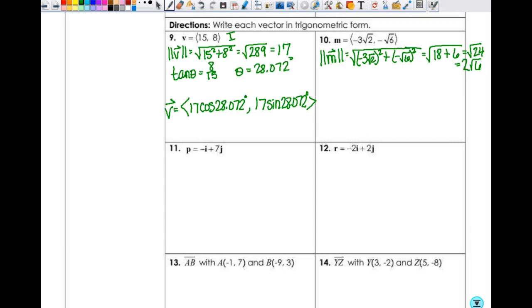All right, so then I need to find theta. So the tangent of theta is equal to negative square root of 6 over negative 3 square root of 2. That is going to give me, well, actually, it doesn't even matter. If you're going to do the inverse in the calculator, you don't necessarily have to rationalize and stuff, but you also want to be careful that you're doing things correctly, meaning that you're using your parentheses correctly and all that good kind of stuff.